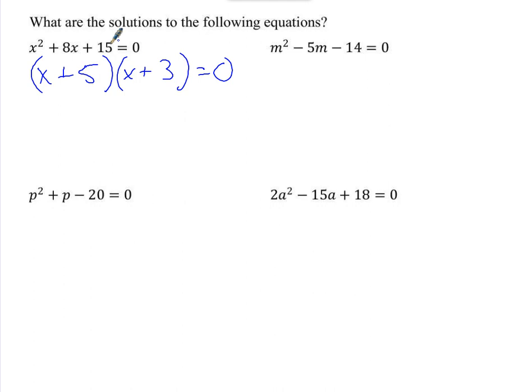So 5 times 3 is 15. 5 plus 3 is 8. So we do have the two numbers correct. Now, look at what this looks like. Two things multiplied together equals 0. What can we do?